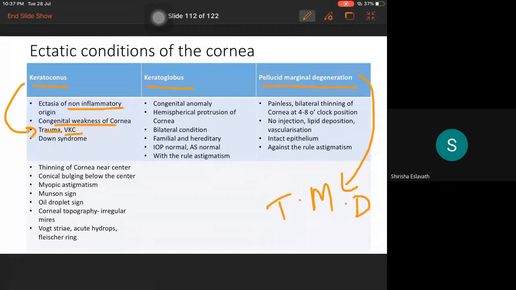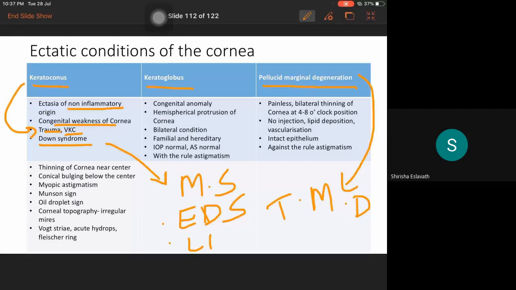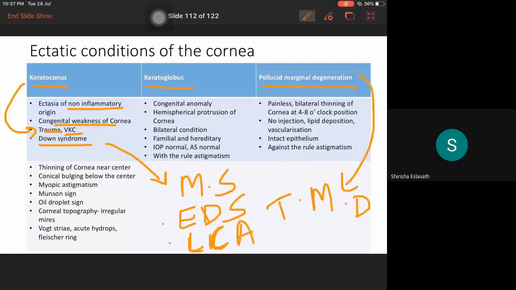You also see it in the case of Down syndrome, and also in other conditions where there is a genetic collagen mutation like Marfan syndrome, Ehlers-Danlos syndrome. These are all the important syndromes where you will see the cornea becomes thin and ectatic. Also there is Leber's congenital amaurosis, LCA, where these patients will have repeated corneal rubbing. This will cause keratoconus.